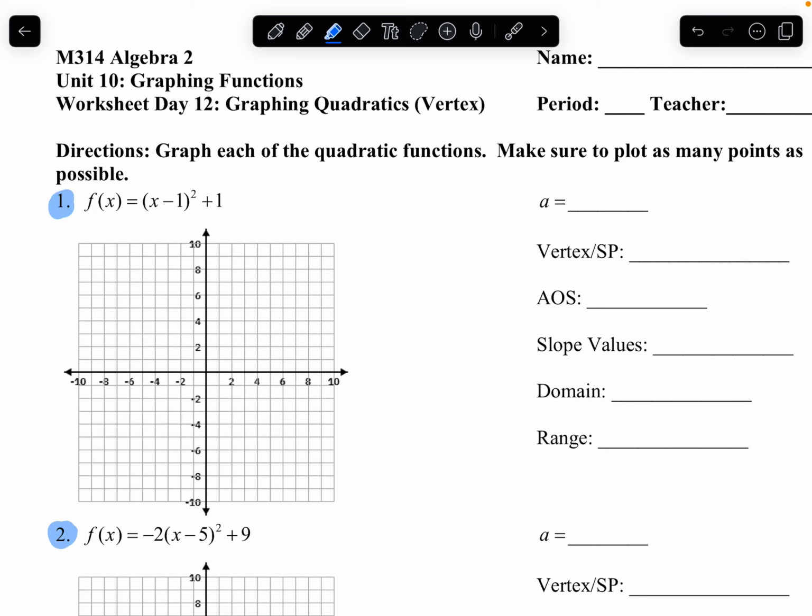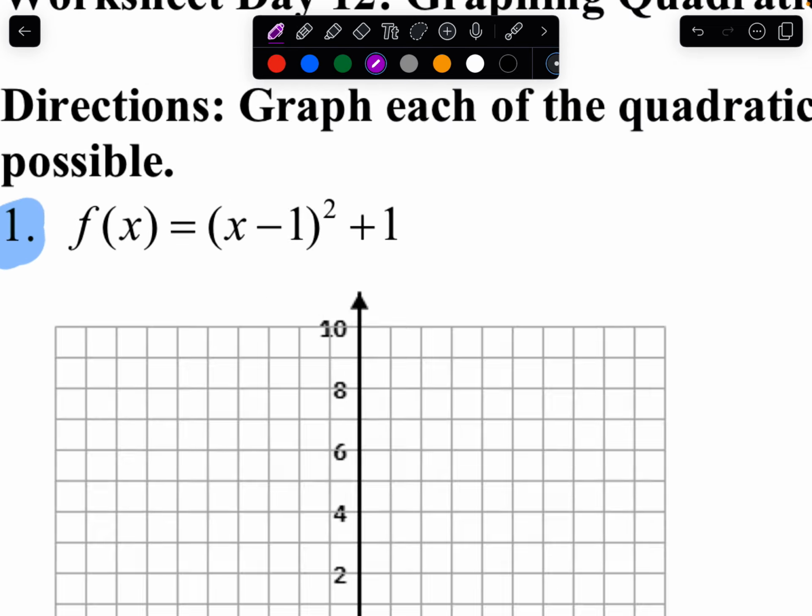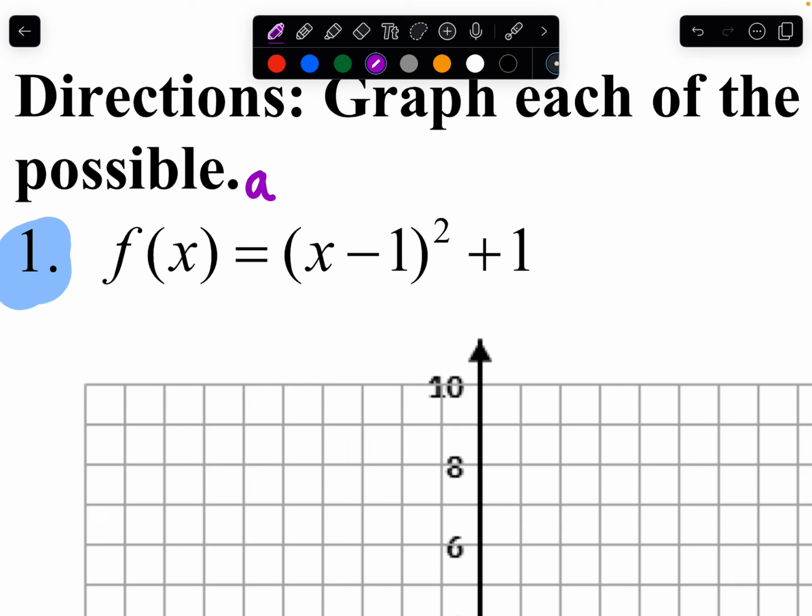These are the notes for Unit 10, Worksheet Day 12. I'm going to run through and just do some of these examples, not all of them, but enough variety to give you an idea of how to solve or how to graph any of these other problems that you may have questions on. So first things first, you don't have to do this on every problem, but it's probably a good idea to just write our vertex formula.